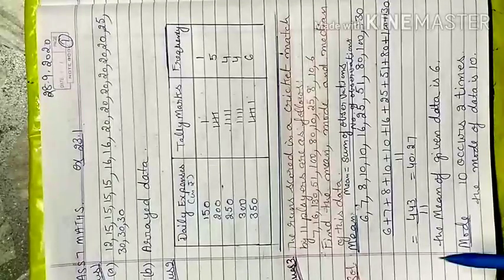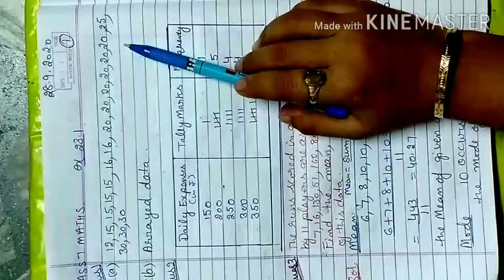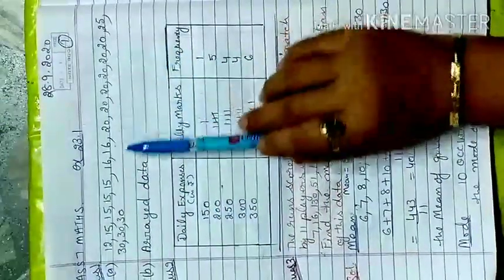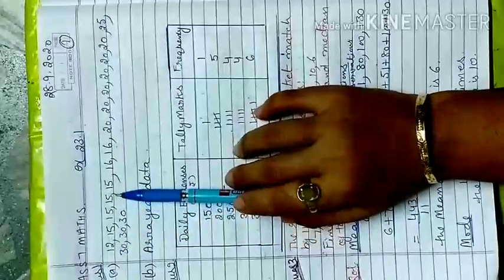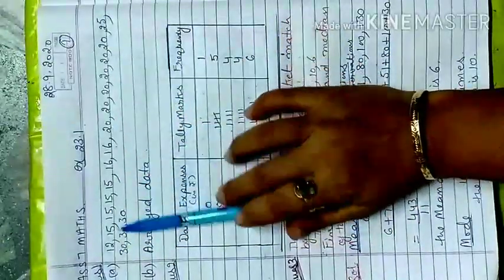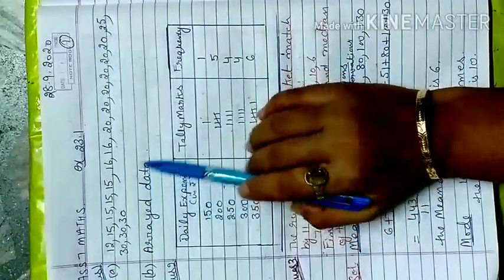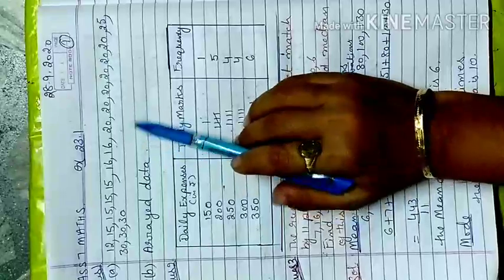Here in your first question, data is given and you have to arrange it in ascending order. Like lowest one is 12, then 15, 16, 20, 25, 30. What do we call this type of data? We call this array data. Array data means data arranged in the proper format.